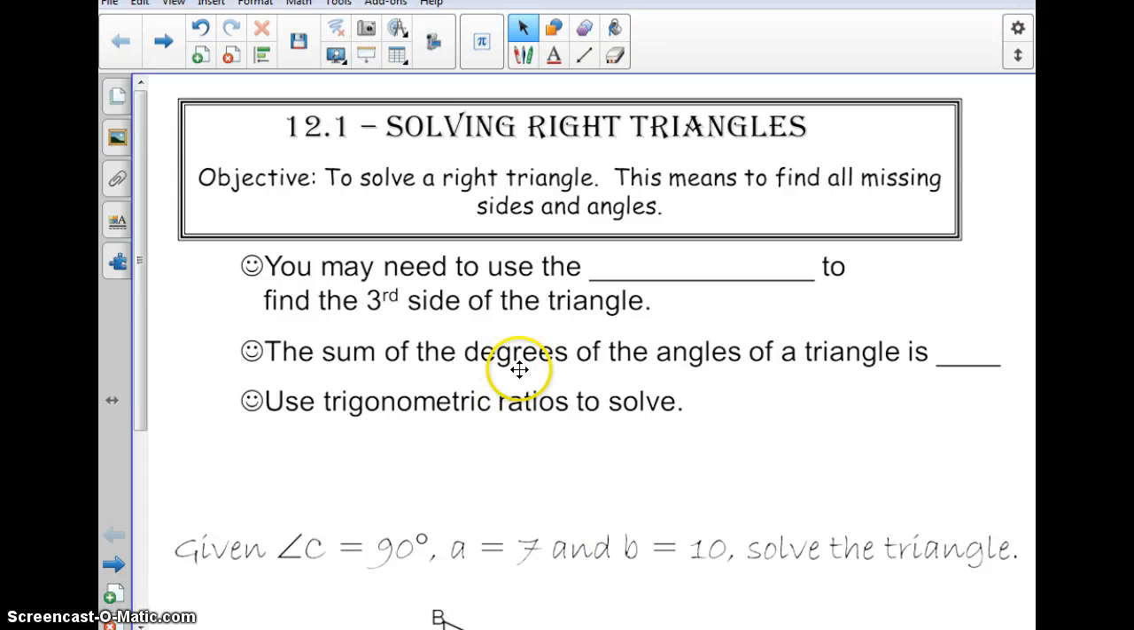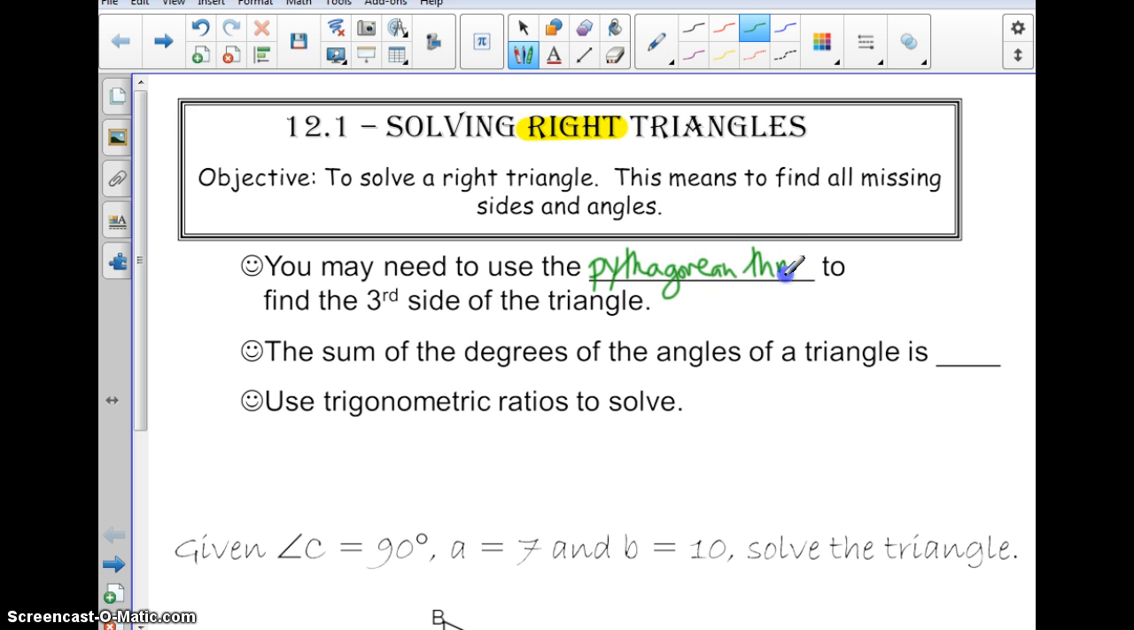So we're going to look at right now the next lesson, which is solving right triangles. Notice that what we're solving here are only right triangles, not other kinds of triangles, so they have to have a right angle. First thing that we can use is the Pythagorean theorem to find the third side if we already know the other two sides.